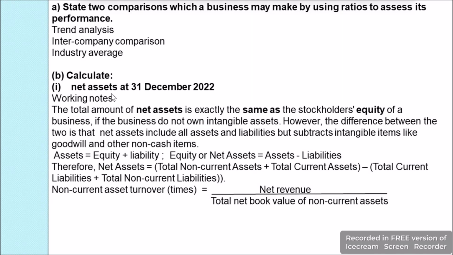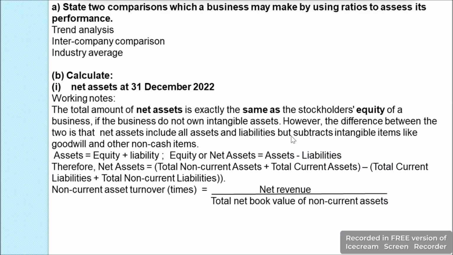In the B bit of the question, in the first bit, we are asked to find the net assets at 31st December 2022. Net assets will be exactly the same as the equity in firms where we do not have intangible assets like goodwill or other non-cash items. In the case of this business, ZPLC, we don't have any intangible assets. However, if the firm does have intangible assets, then for net assets, we take the assets and liabilities and subtract the intangible assets, whereas we don't subtract the intangible assets when we calculate the equity.